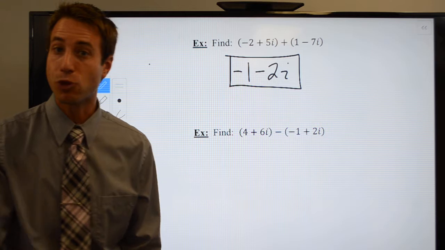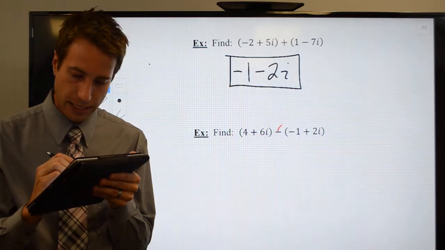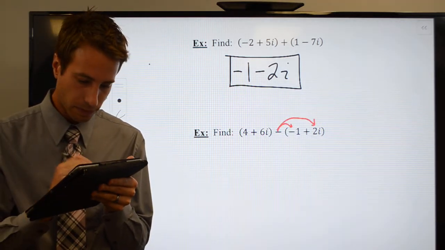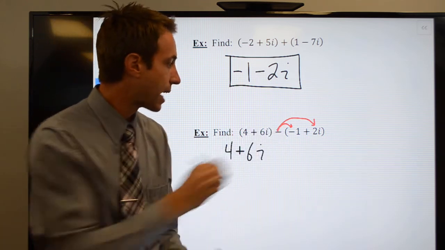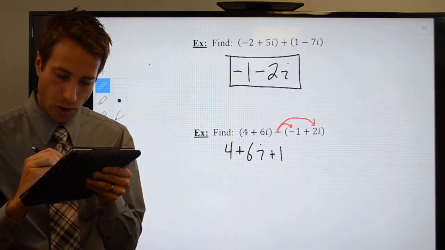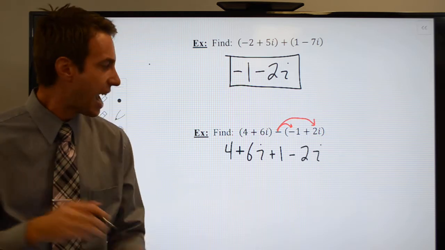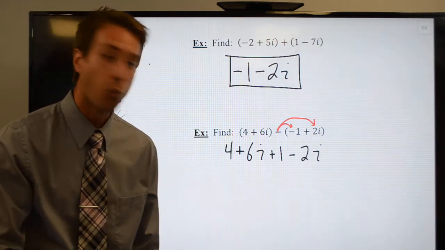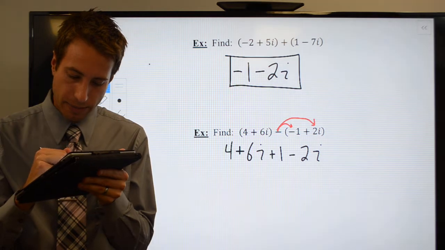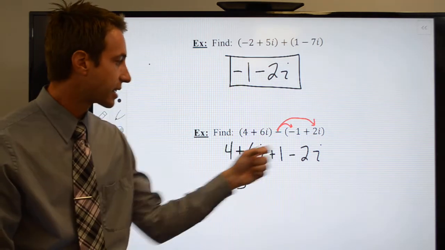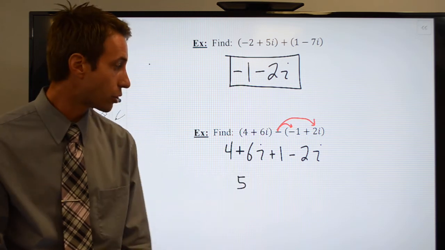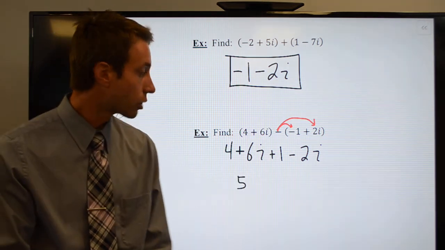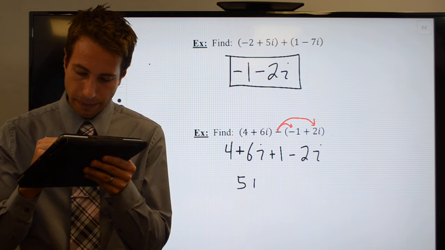And I'm back to subtraction. Don't forget to distribute the minus sign. 4 plus 6i. Negative times a negative means that I have +1 minus 2i, and we combine like terms. 4 and 1 are the real numbers, so I put them together and get 5. 6i and -2i are the imaginary parts of the number, so I combine those, and it looks like I wind up with a +4i.